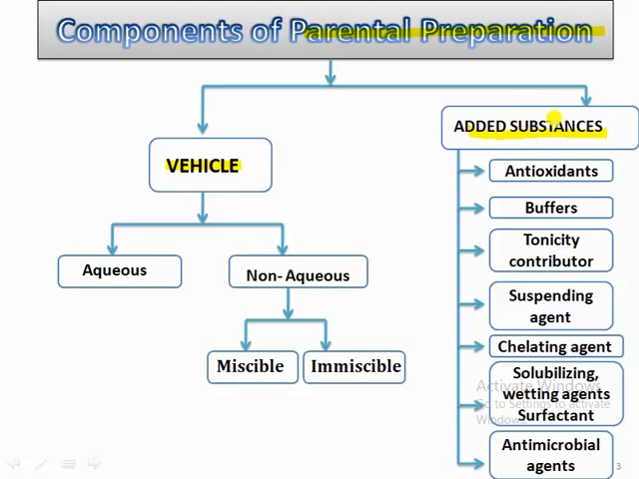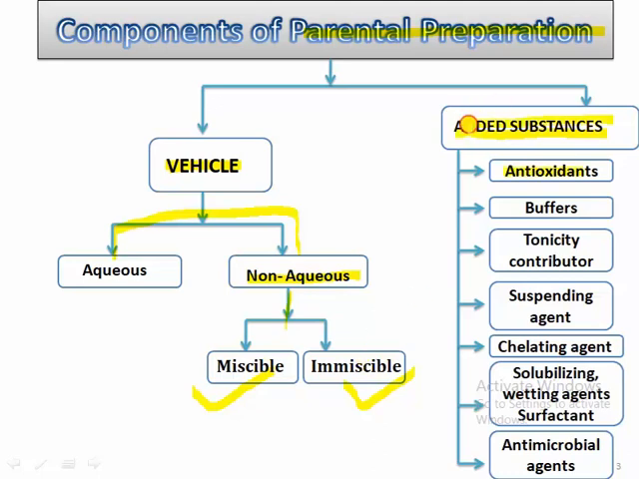The solvent system used in the parenteral preparation is known as the vehicle, and it is classified as aqueous vehicle or non-aqueous vehicle. We can select the vehicle as per the solubility of our API. Now this non-aqueous vehicle is again divided into two types, miscible and immiscible, meaning miscible with water and immiscible with water.